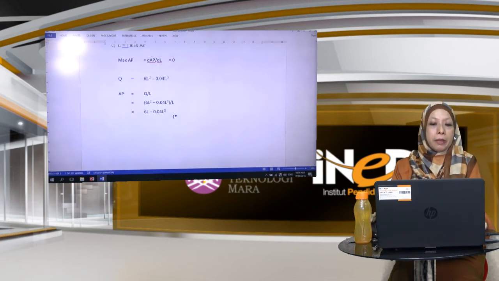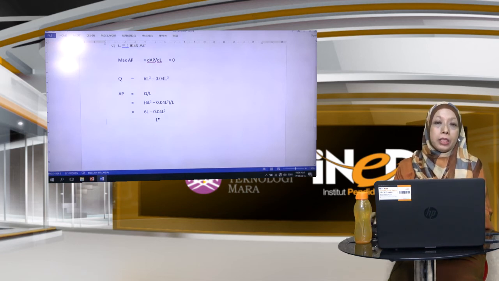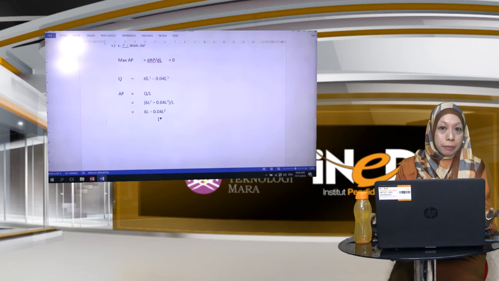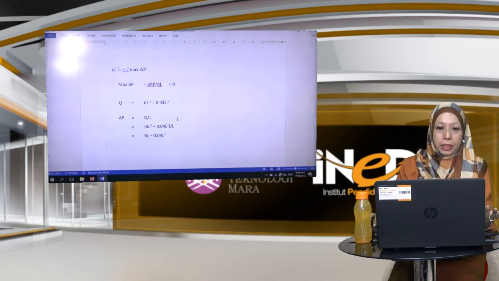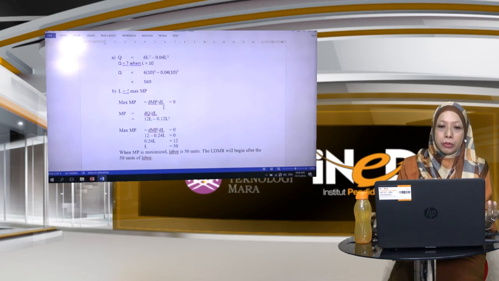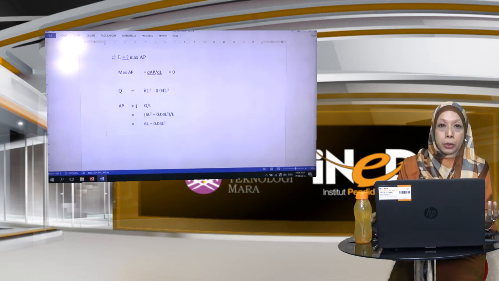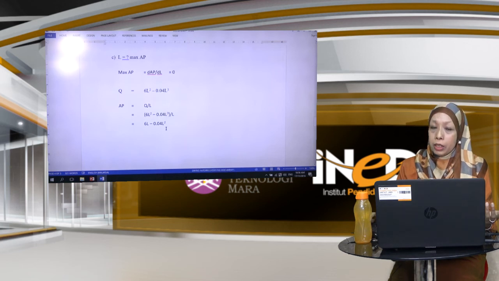Any problems? Do you have any problems deriving the average product function? This is pretty much similar to what we did previously. Remember, if you are given the production function and you want to find the average product function, all you need to do is take the production function, divide by L. And in this case, it will leave you with 6L minus 0.04L squared. But we are not done yet.